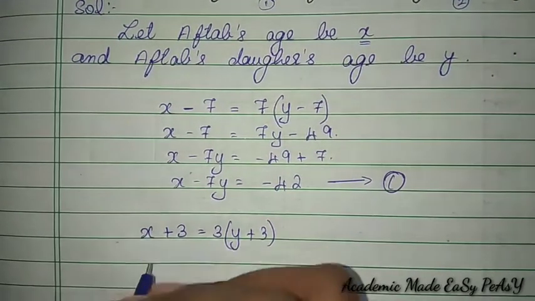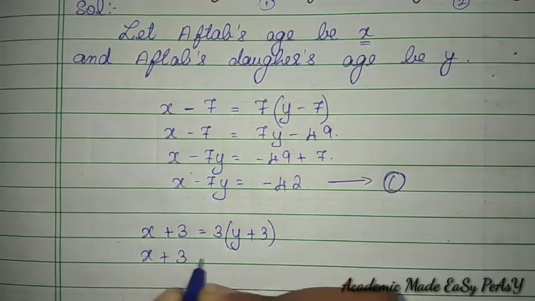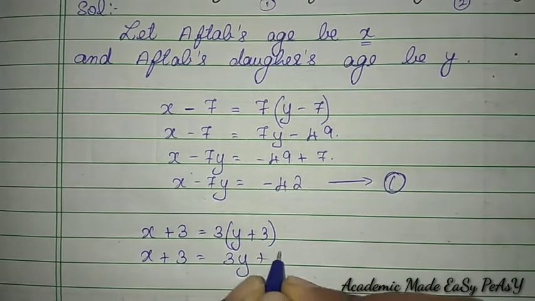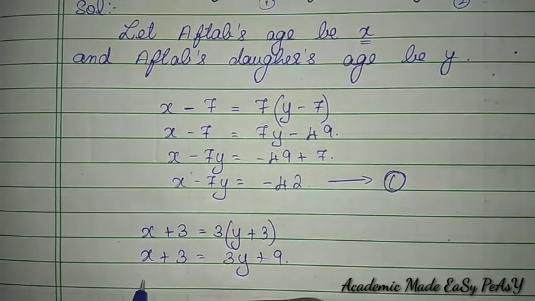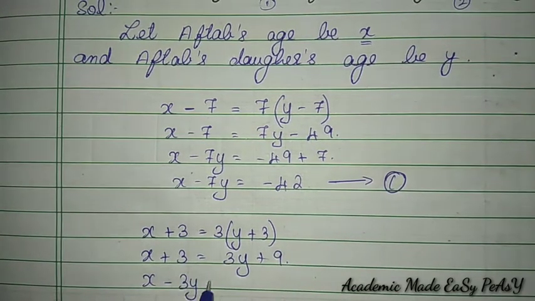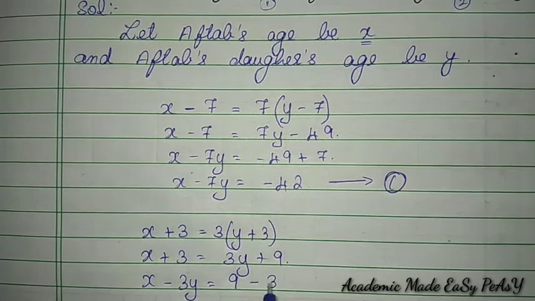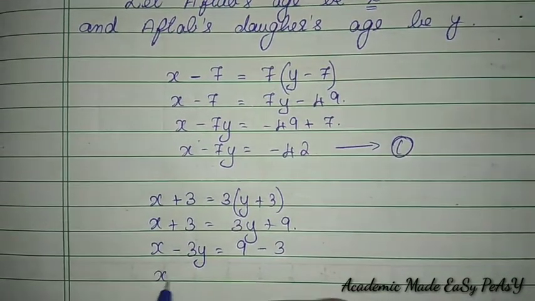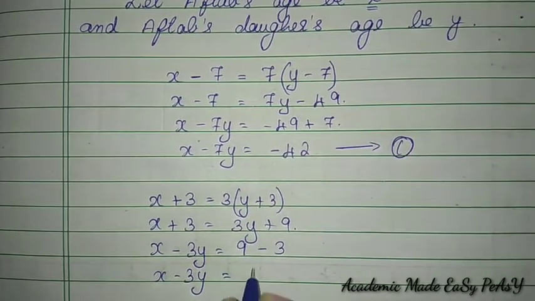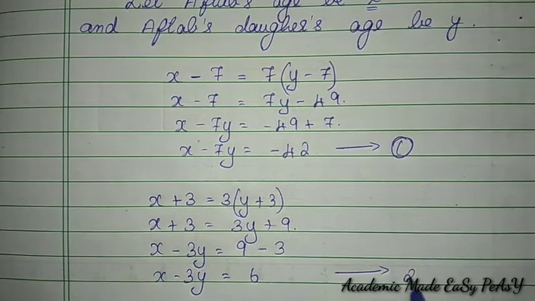So I will start simplifying. x plus 3 is equal to 3y plus 9. I will have my variables on one side. So x minus 3y is equal to 9 minus 3. So x minus 3y is equal to 6. This is equation 2.